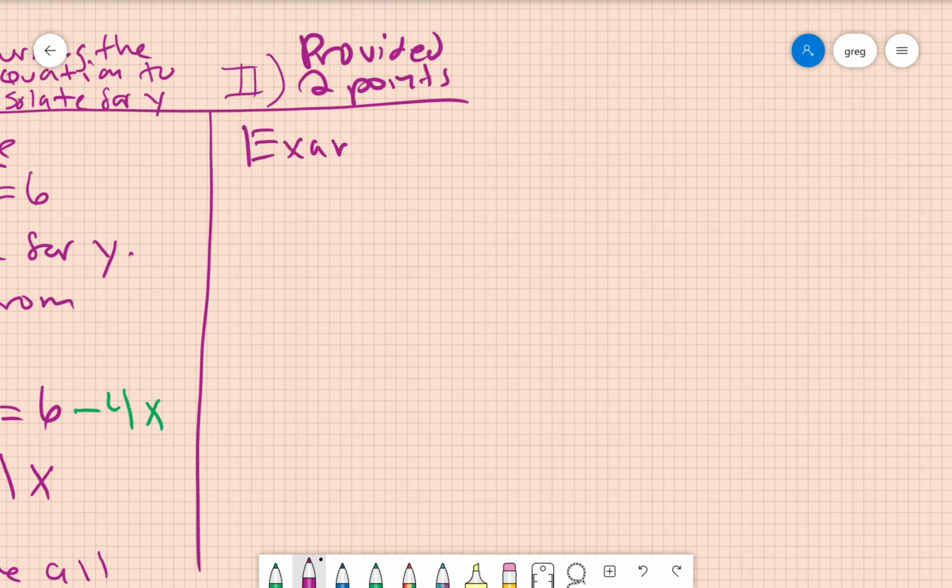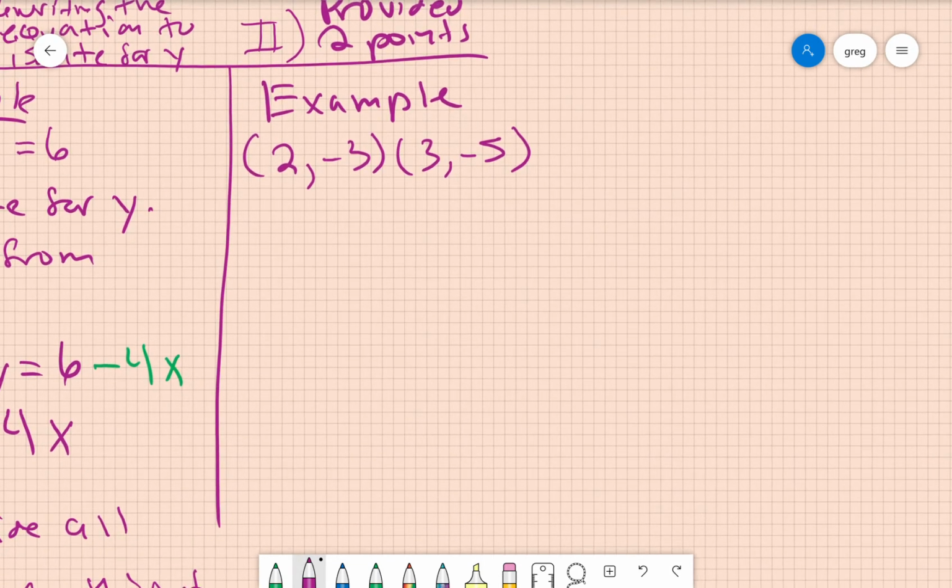And now this example is going to be, let's say we have the ordered pairs (2, -3) and (3, -5). So what's the first thing that I always tell you to do whenever you have ordered pairs? Label them. Thank you, Damaris. Yes, we're going to get there, but the first thing is just label them, right? So we'll say this is step 0. We're going to label the points.